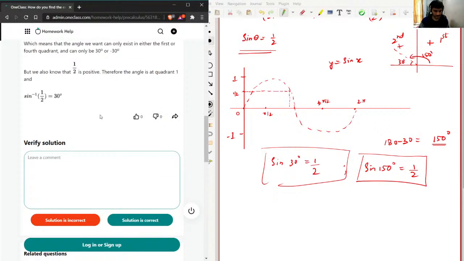Obviously, if you have this kind of question, it is better to just end it with sine 30, and if it is asking to mention all the angles, then just write 150, otherwise end it at 30 only. I'll just say correct solution would work.